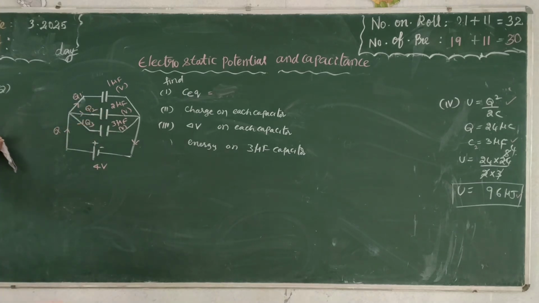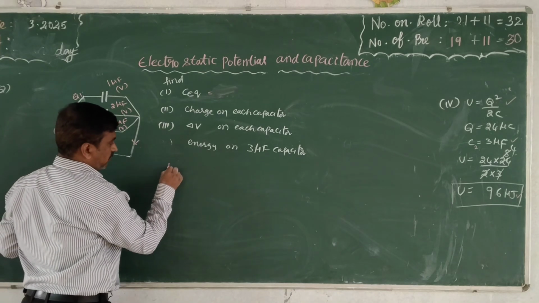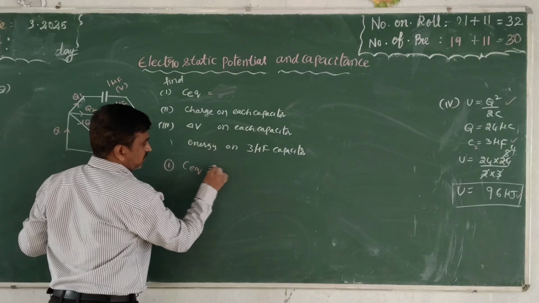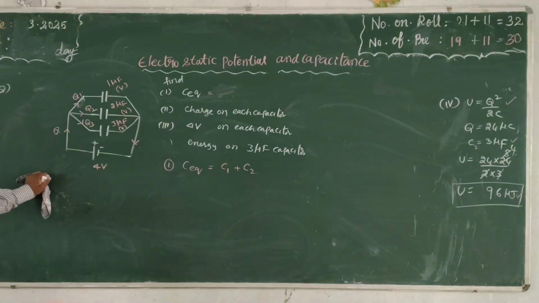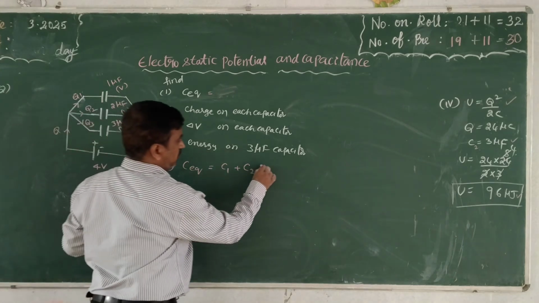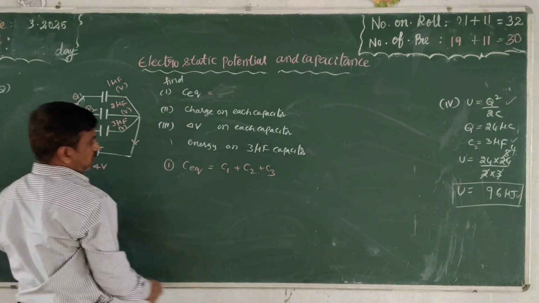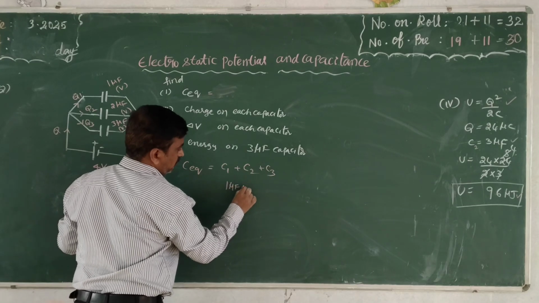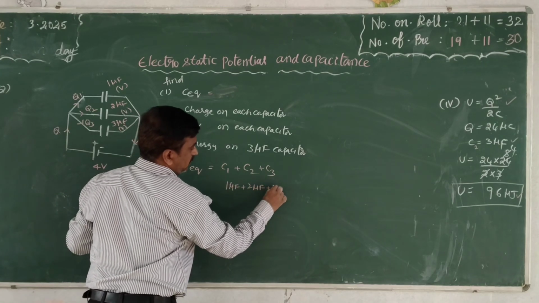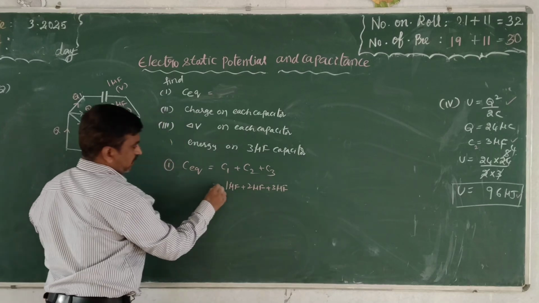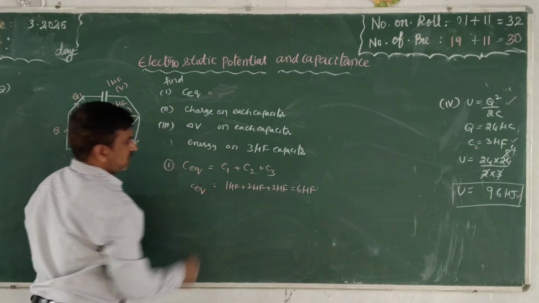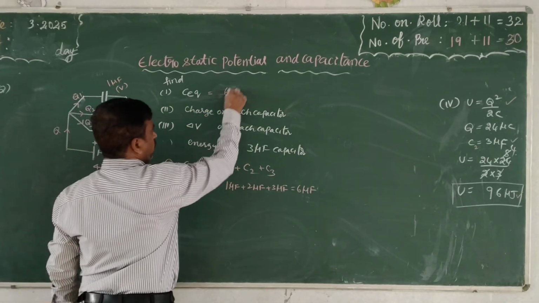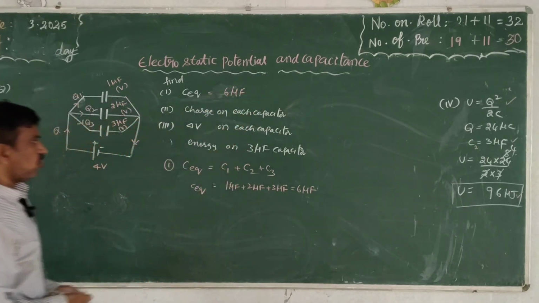Now we can find the C equivalent first. See, the C equivalent formula is here. In a parallel combination, we just add: C equivalent equals C1 plus C2 plus C3. C1 is 1 microfarad, C2 is 2 microfarads, C3 is 3 microfarads. Just adding, we get 6 microfarads. So the C equivalent is 6 microfarads. So what is the charge on each capacitor?